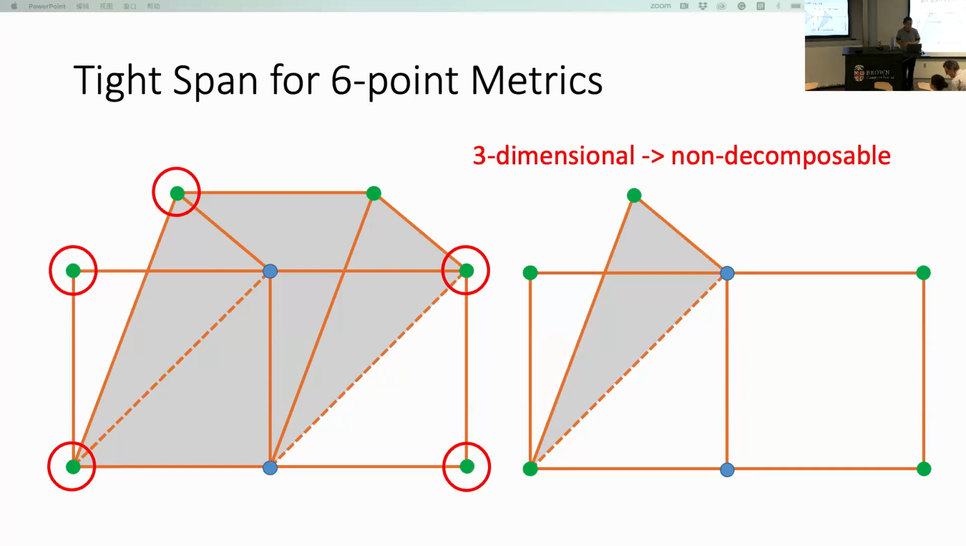Yes. Okay. So L1 and L infinity are the same in 2 dimensions, but not the same in 3 dimensions. That's it. Okay, thank you.